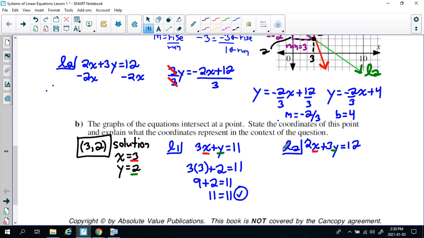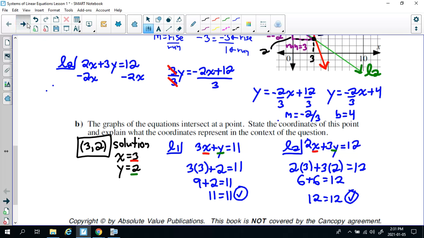And then this will also work for the second equation. For the second equation, if we plug in x equals 3, 2 times 3 would be 6, plus 3 times y, which is y equals 2, 3 times 2 would be 6. And then this would be equal to 12. Therefore, you'd have 12 is equal to 12.